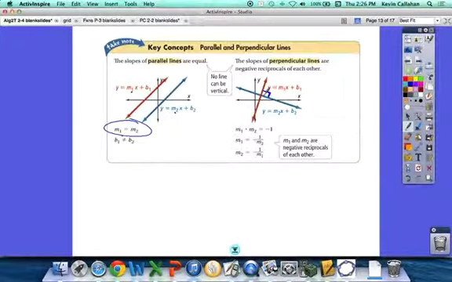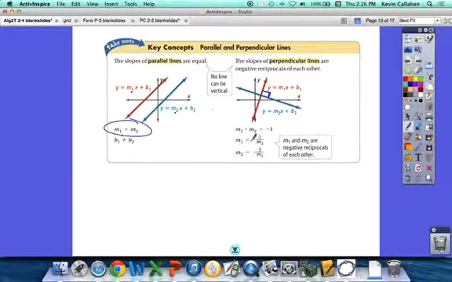So if you look at the two lines that we've got there, does the red line have a positive slope or a negative slope? Positive. It's going up from left to right. Does the blue line have a positive or a negative slope? It's always going to be the case that if they're perpendicular, one will be positive and one will be negative. They're going to have different signs.